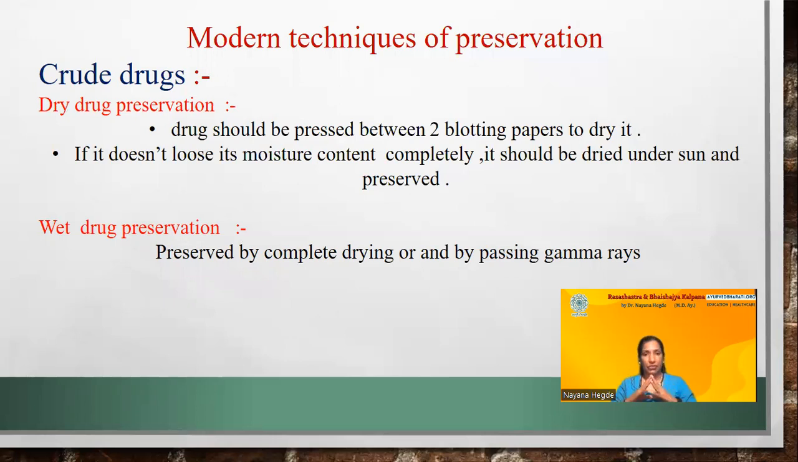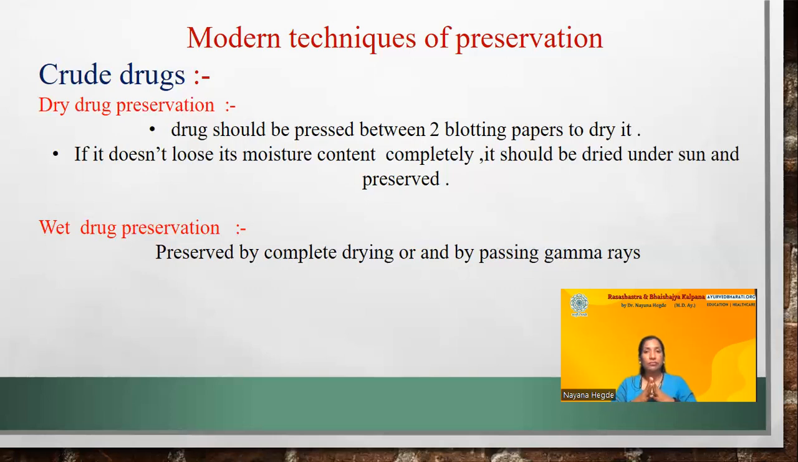Dry drug preservation. First, if we have collected the dry drug, how to preserve it? It should be kept in between two blotting papers, and whatever moisture the drug has will be absorbed by the blotting paper. We have to press it so that the blotting paper absorbs the moisture of the drug. If the blotting paper does not absorb properly, or the drug has more moisture, then the drug should be completely dried under the sun and later it is preserved. That is the dry drug preservation.